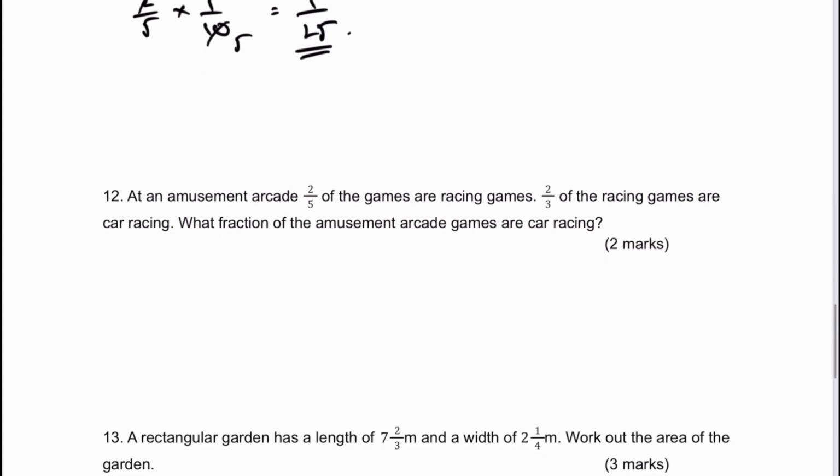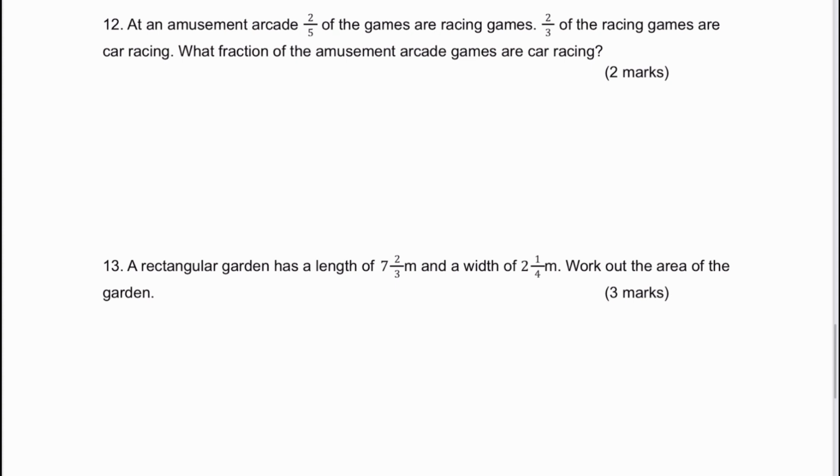Okay, let's move on then to number 12. Sometimes with these it is a little bit about understanding the wording. So at an amusement arcade, 2/5 of the games are racing games, 2/3 of the racing games are car racing. What fraction of the amusement arcade games are car racing? Okay, so in this particular case what we're saying is it's actually 2/3 of 2/5. Okay, so fairly straightforward to work out. That's going to be 4 over 15, and that would give you 2 marks for that particular question, but a lot of it is understanding the actual English in the first place.